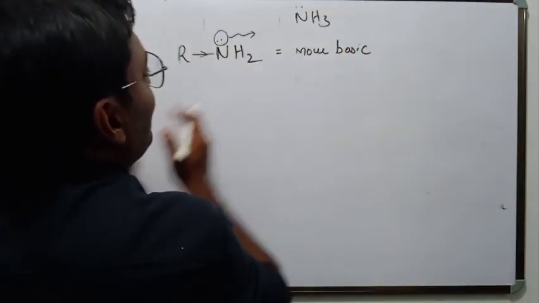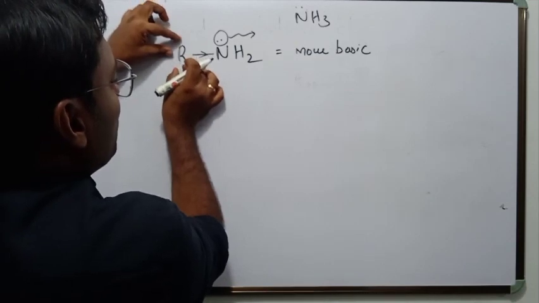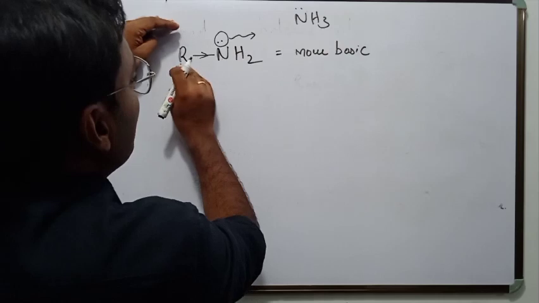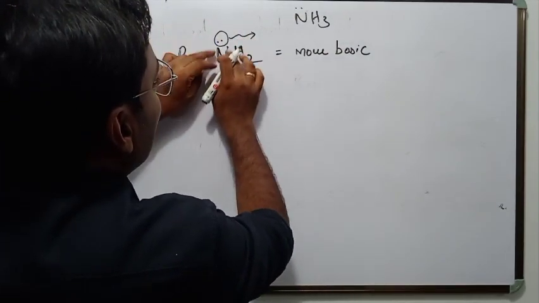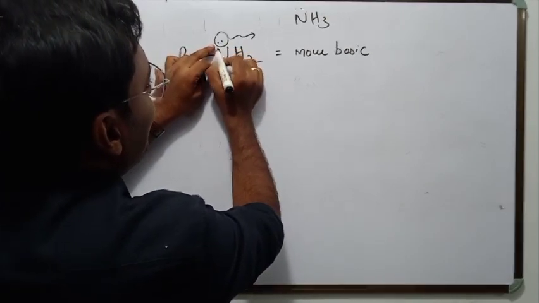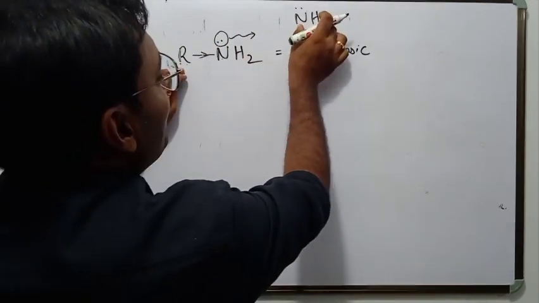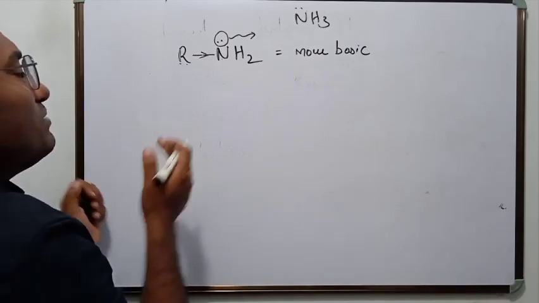Here, because the R group is an electron pumping group, it donates its electron or shifts its electron cloud towards N, and that increases the electron density around N and the availability of the lone pair of electron. That is what makes it more basic compared to ammonia, where there is no electron pumping group.